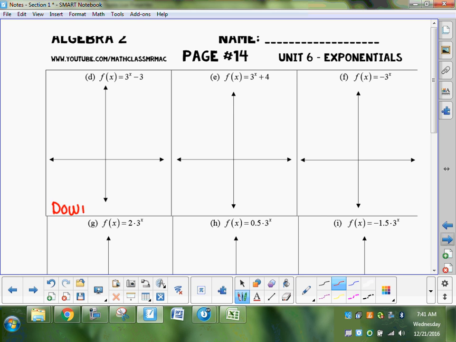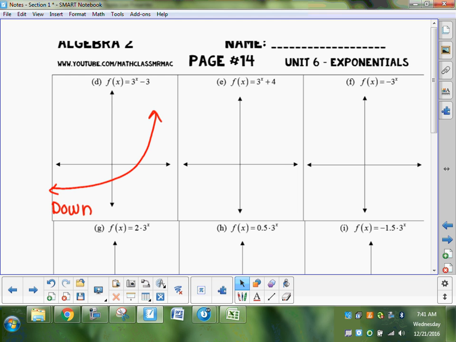So you take the original parent graph. So this one would look something like this. That's probably not, well, maybe-ish. We could do a little bit better. But what do you think the E is going to have done to it? Yeah, that's going to shift it up 4. So this one was down.